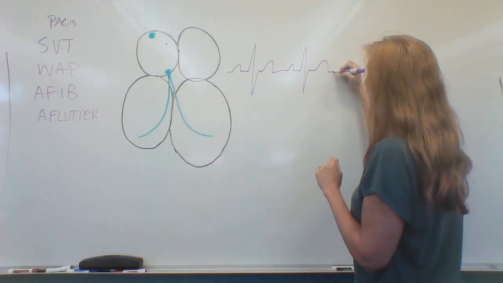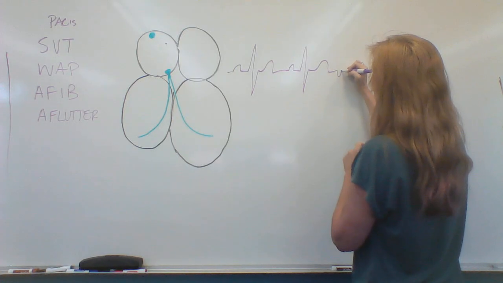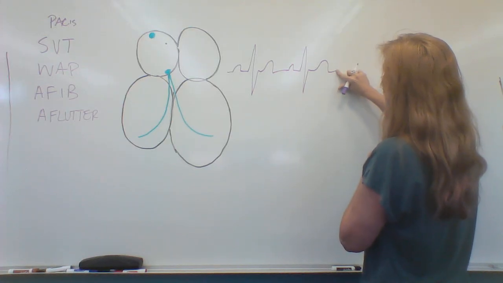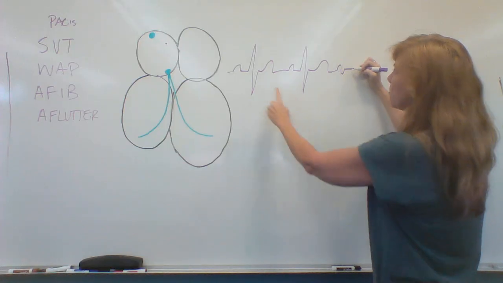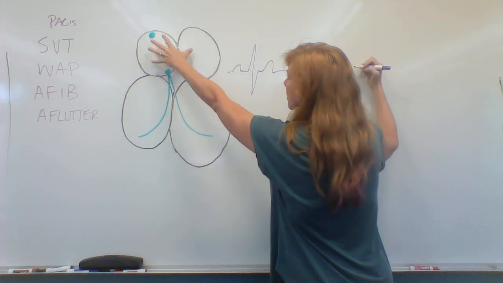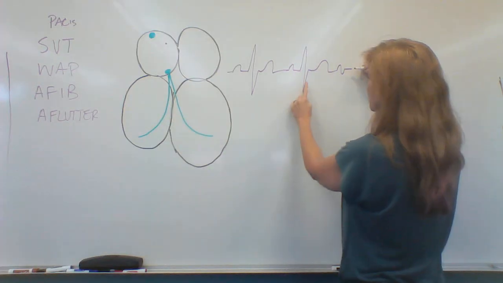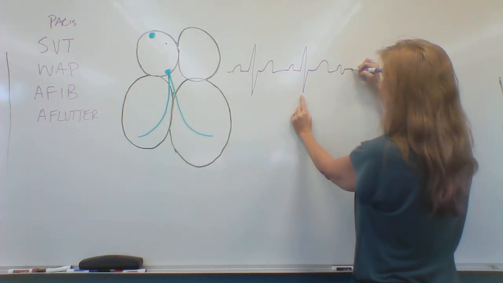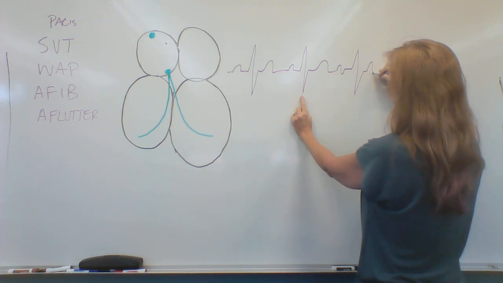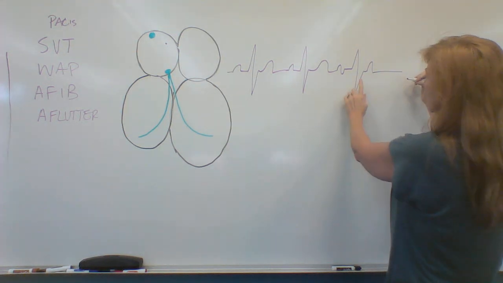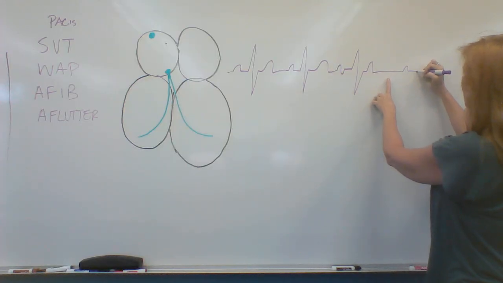So maybe this P, these were upright, so maybe this P is below the line. Maybe it's upside down. Or maybe it's above and below the line. But it is still eventually going to go to the AV node and travel the same bundle branch system. So the QRS will look exactly the same. And then there might be a little space after it, and then sinus rhythm returns.